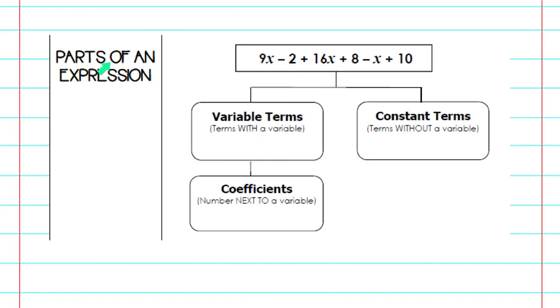Okay, we're going to go over parts of an expression. So right here is an algebraic expression. There are different parts of it. Notice how we don't have just all numbers. We have some x's in there. We're not quite sure what that is. So an algebraic expression is going to have different parts.